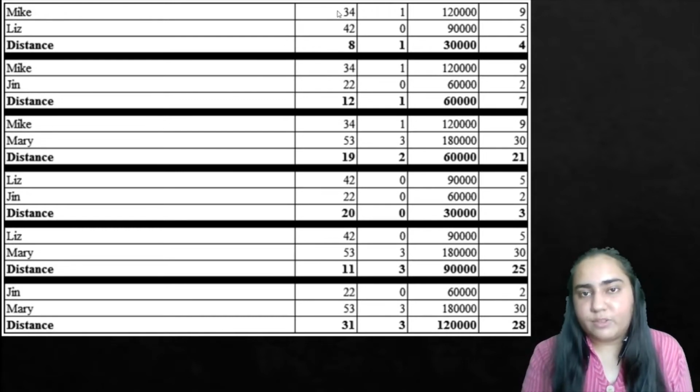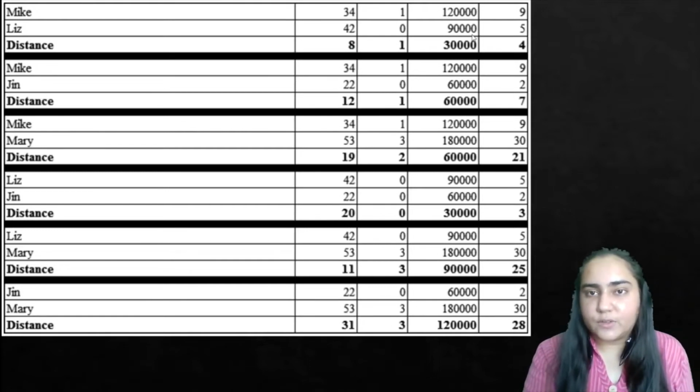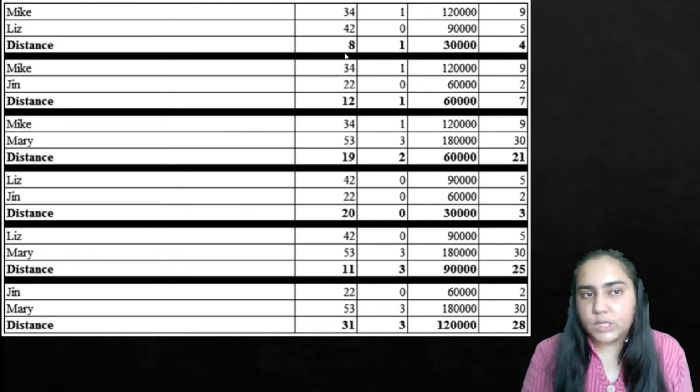Mike is represented by 34, 1, 120,009. Liz by 42, 0, 90,005. So you just have to find the difference between these. If you do 34 minus 42, it's minus 8, but we are just looking at the difference, so we'll get rid of the sign. So it's 8. 1 minus 0 is 1. 120,000 minus 90,000 gives you 30,000, which is right here. And 9 minus 5 is 4. So this whole thing that you have calculated is the distance between Mike and Liz.